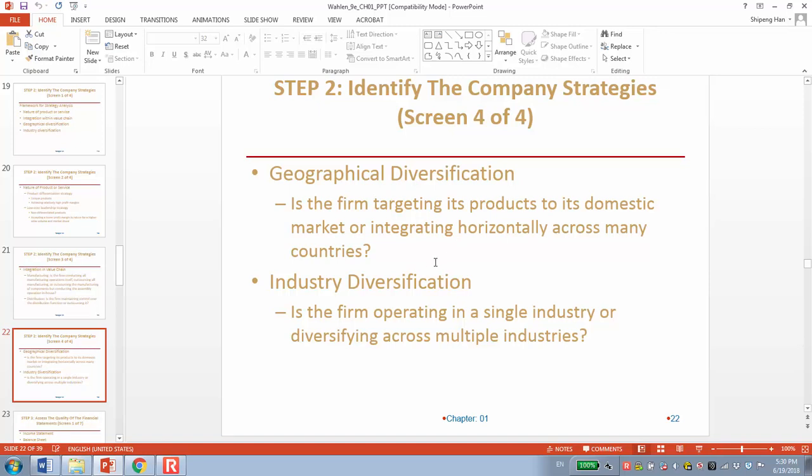The next one is industry diversification. Some companies operate in a single industry, while others operate in multiple industries. Like Pepsi. Originally, it only produced Pepsi, soda, the drinks. Right now, after mergers and acquisitions of many firms, it also produces snacks and other food.